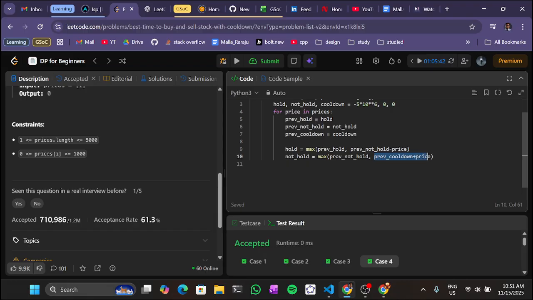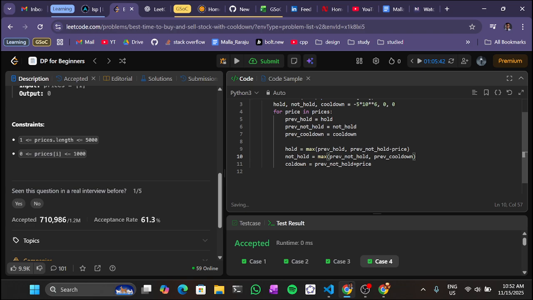Sorry, you are just selling what you have at the current price, and cooldown will be the previous not hold. Something is fishy.